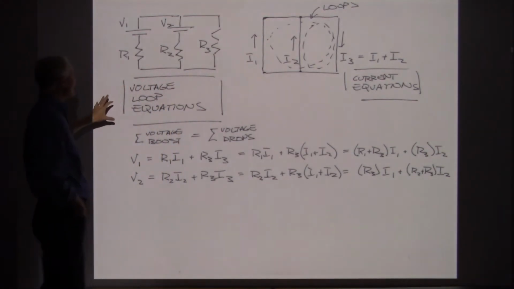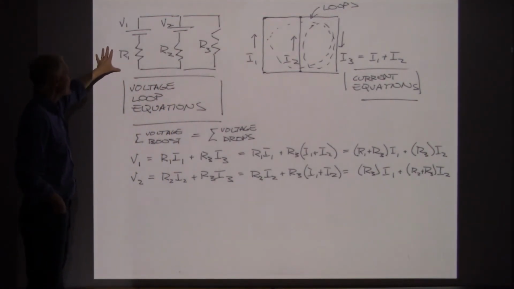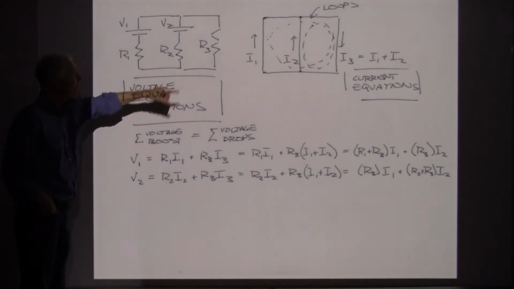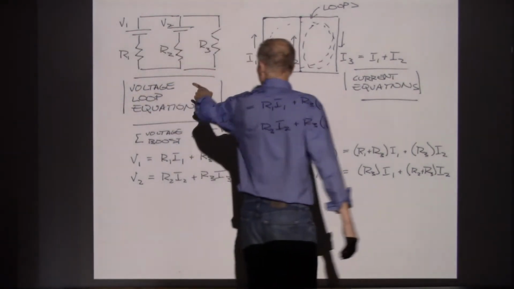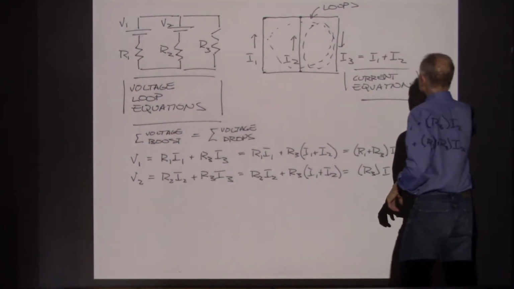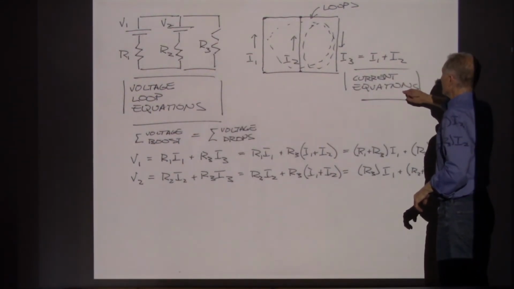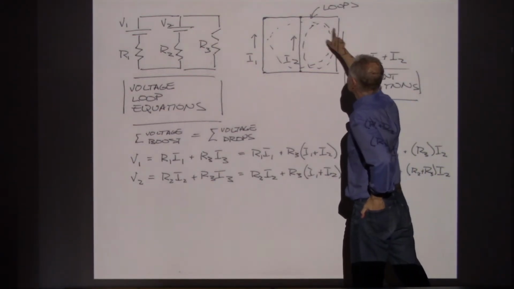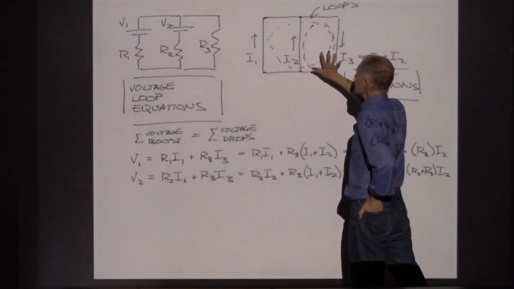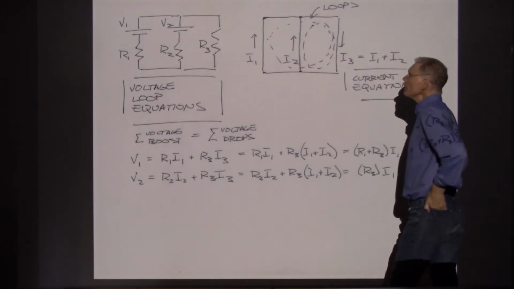So what I can do now is, from this diagram and that diagram, I can start putting together what are called voltage loop equations and current equations. So let's take a look at, so this is the structure of my circuit. This is kind of the skeleton. And what I'm going to do is this.